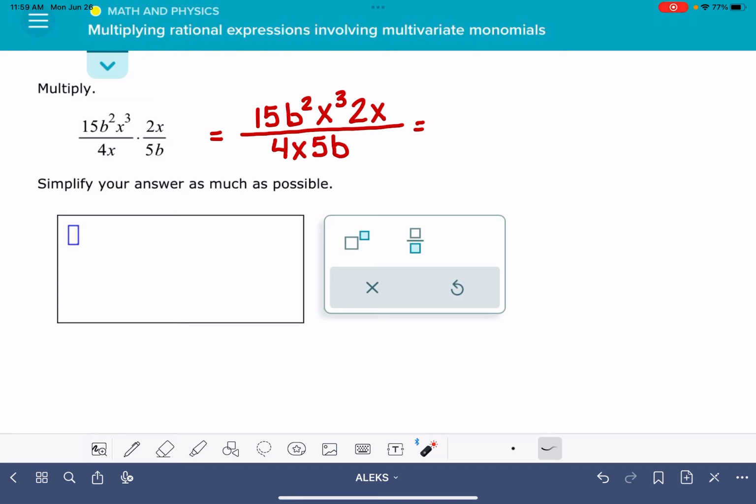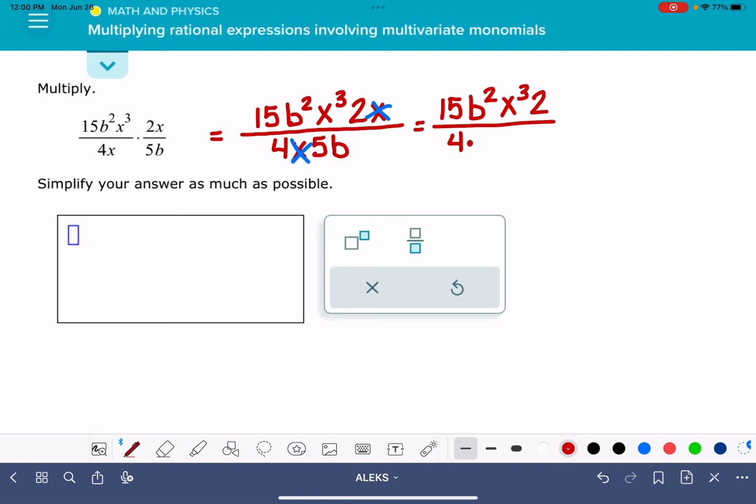So one of the things that I see that we can do to simplify is that we have an x in the denominator and also in the numerator. So we could get rid of that. It's hard to cross x's out, so I'm going to rewrite this. 15b squared x cubed 2 over 4 times 5b. So that's just from getting rid of that x.